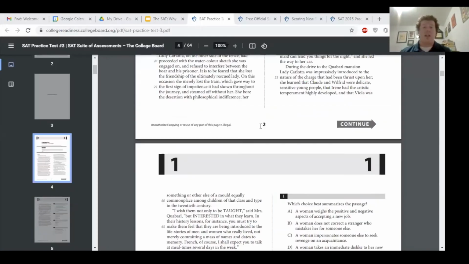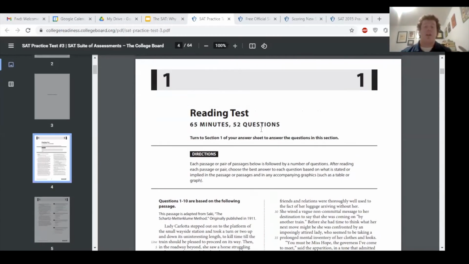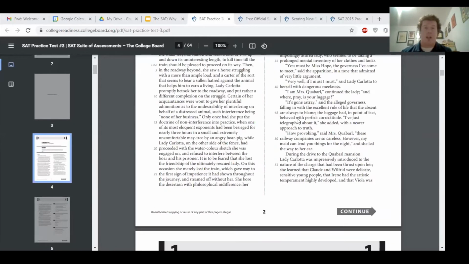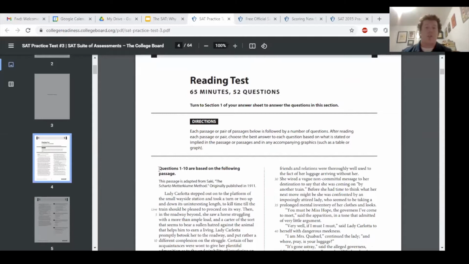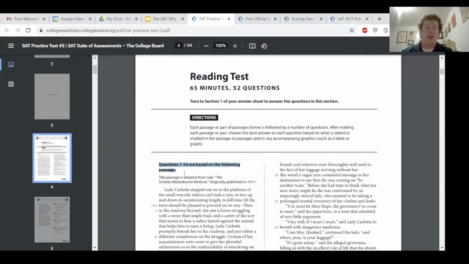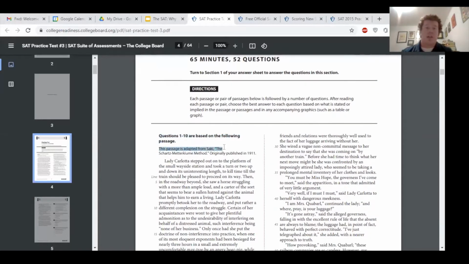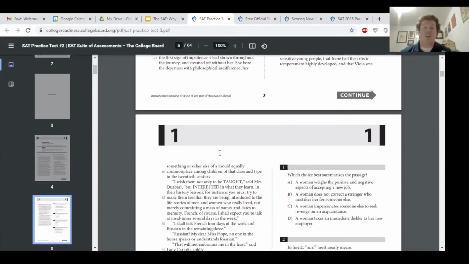our practice test. I'd like to begin our discussion with the reading test. So if you pull up that link, that should be on page 4 of the document, page 2 at the bottom. Our reading test here, we can see this is our first passage, right? Questions 1 through 10. We look at our blurb. This passage is adapted from Saki, the Schwartz-Metterklume method, originally published in 1911. This is going to be our literature portion of the reading section. So this is going to be the fiction portion.